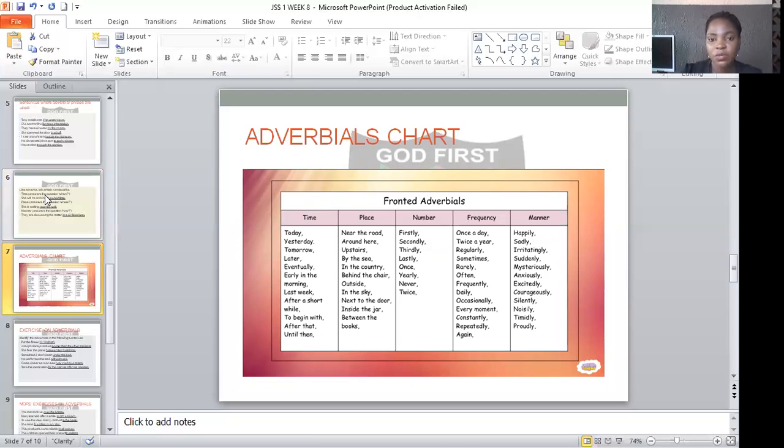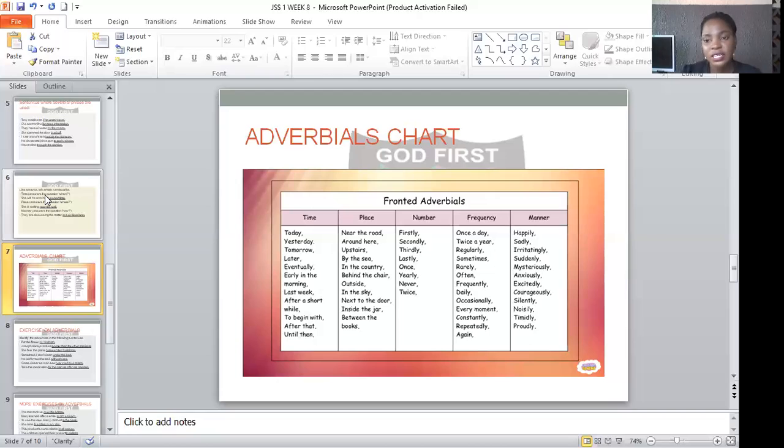So moving on, this is a brief chat on adverbials. So we have fronted adverbials here: time, place, number, frequency, manner. Under time we have today, yesterday, tomorrow, later, eventually, early in the morning, last week, after a short while, to begin with, after that, until then. For place, we have near the road, around the corner, upstairs, by the sea, in the country, behind the chair, outside, in the sky, next to the door, inside the jar, between the books.